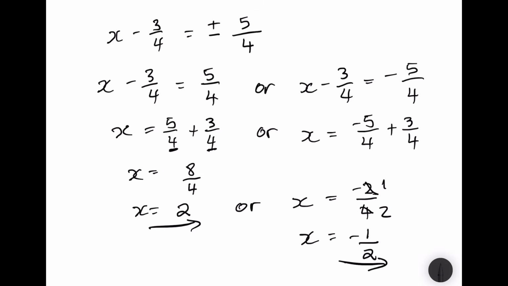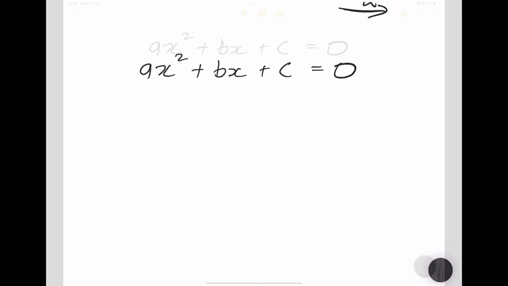I hope you're getting the gist of it, without necessarily wanting to make it longer than it should be. I'd like for you to try one for yourself. But before we actually try one for ourselves, I wanted to show you where the quadratic formula comes from: ax squared plus bx plus c, which is equal to 0.